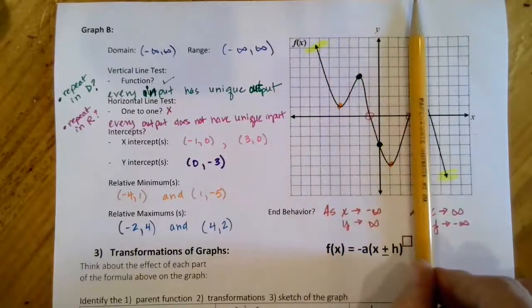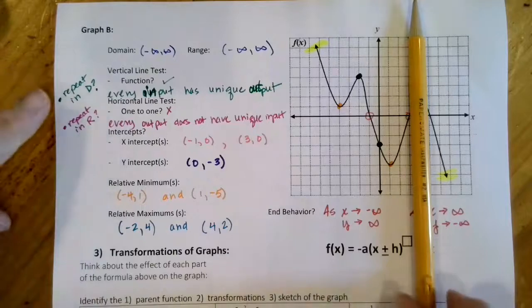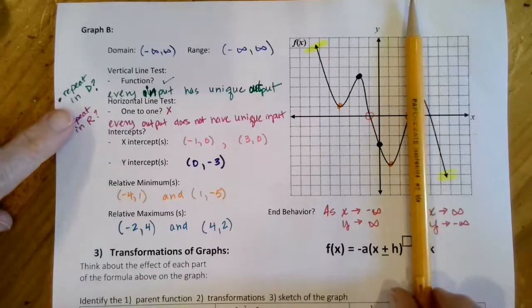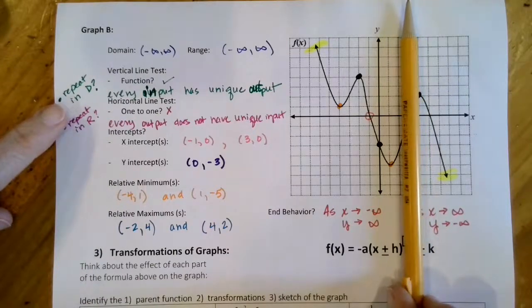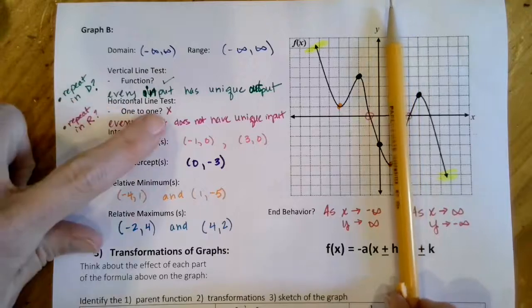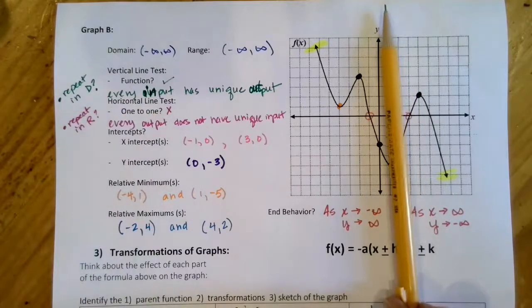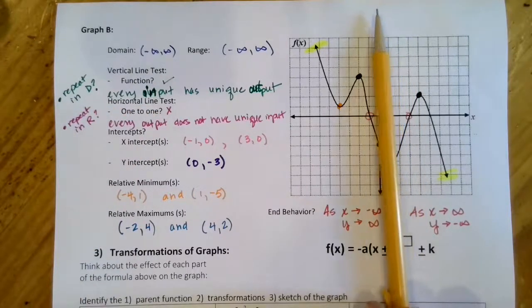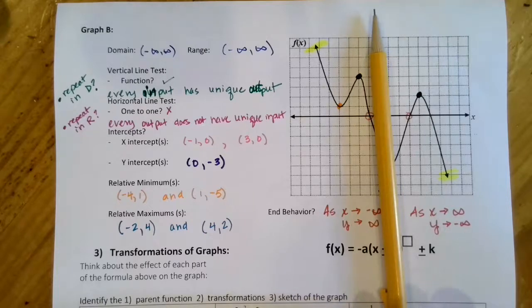When we talk about my vertical line test, does it pass it? Yes, it is a function. There are no repeats in the domain, meaning that every input gives me a unique output. I don't have any repeats in output values.